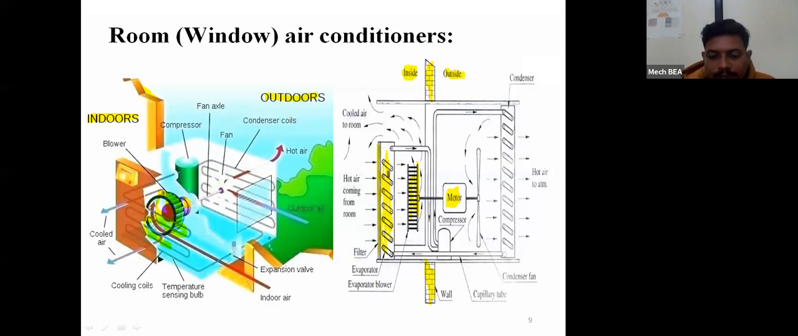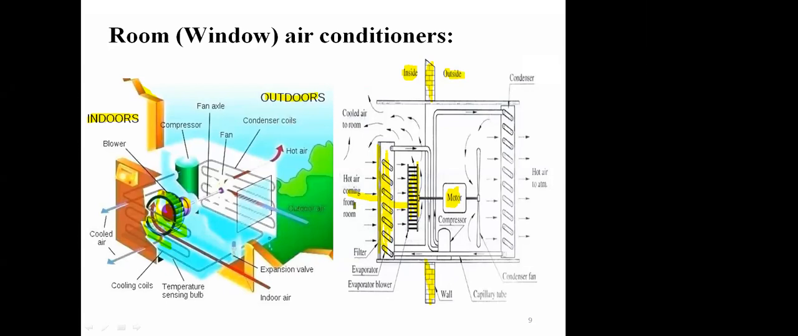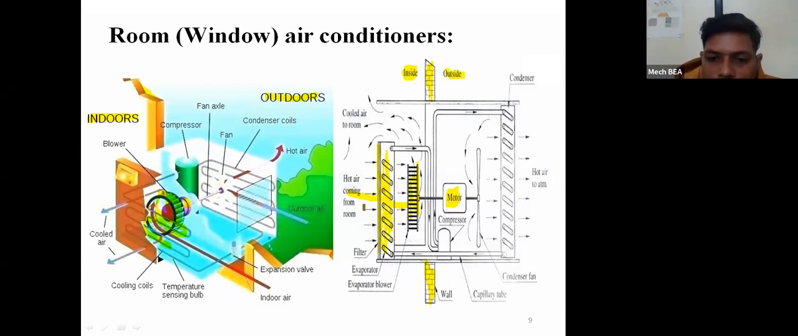Through that evaporating coil, low temperature low pressure liquid refrigerant will be passing. Whatever air is available inside the room will be circulated through this evaporating coil with the help of the blower. Whenever that inside room air comes in contact with the evaporating coil, the refrigerant inside the evaporating coil will absorb the heat from the room, and because of that, the hot air will get converted into cooled air, and that cooled air will be circulated inside the room.